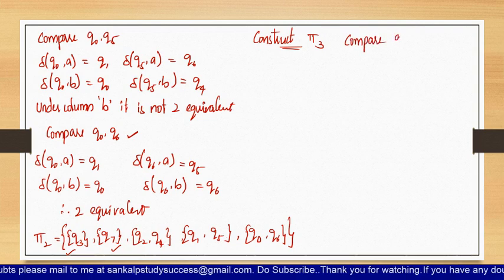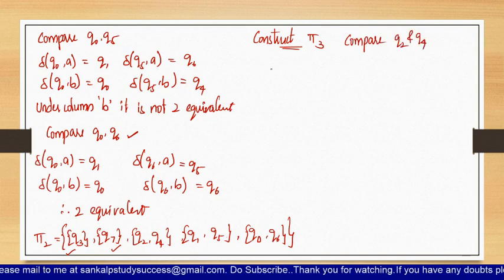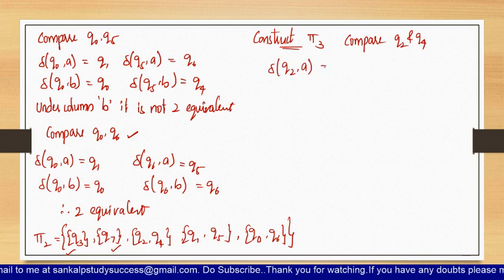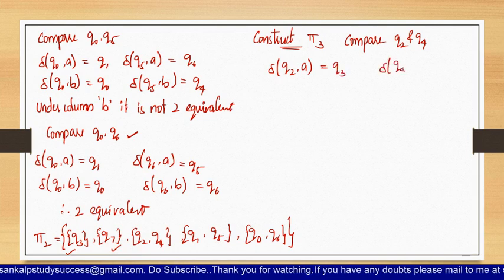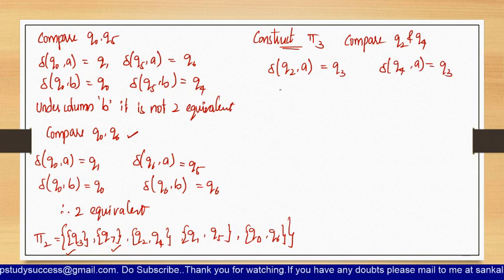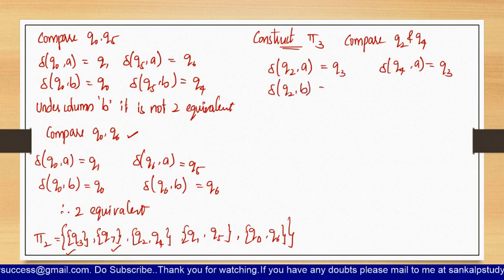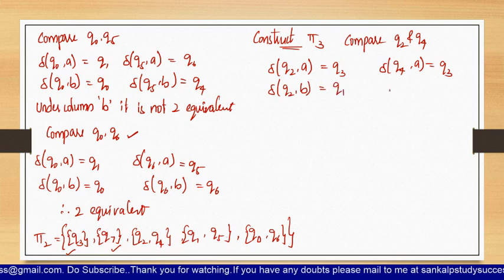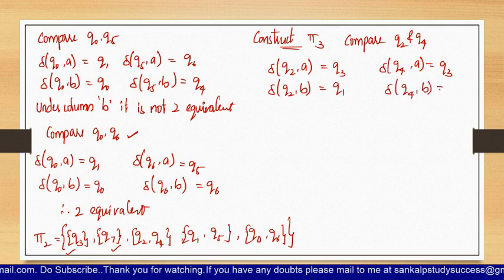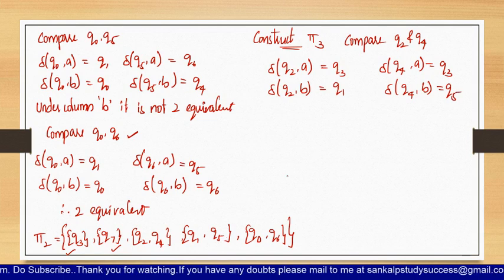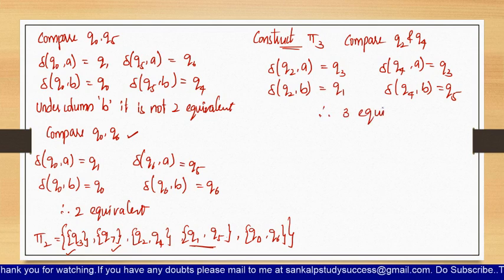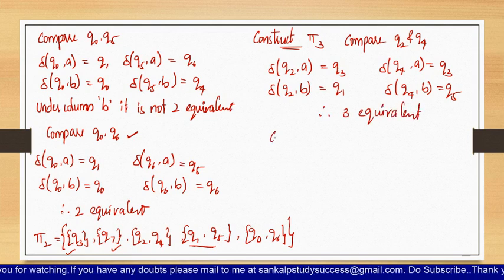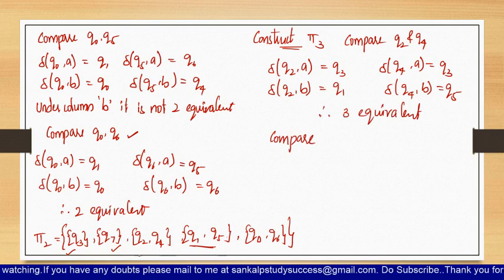Compare Q2 and Q4. Transition function of Q2 comma A will become Q3 and transition function of Q4 comma A will also become Q3, and transition function of Q2 comma B is equal to Q1 and transition function of Q4 comma B is equal to Q5. So here Q3 and Q3 belong to the same set, so there is no problem. Q1 and Q5 belong to the same set, so therefore they are 3 equivalent. We are done with Q2 and Q4 also.